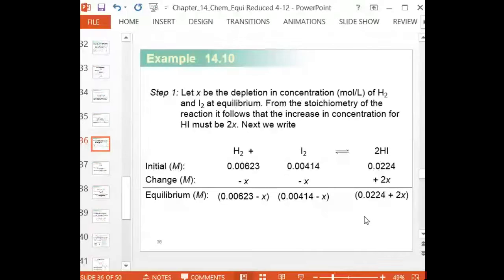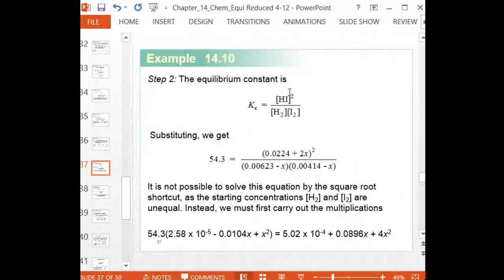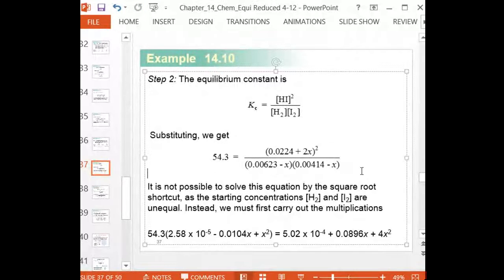Now these values you can put into the formula. The Kc is equal to this over this. You put all these things. But here we cannot take the square root, because we have different values. If the bottom one or the top one has the same value, then we can take the square root of both sides. In this way, we have to use the quadratic equation. You multiply this by this, like cross multiplication, and then you calculate the x value.